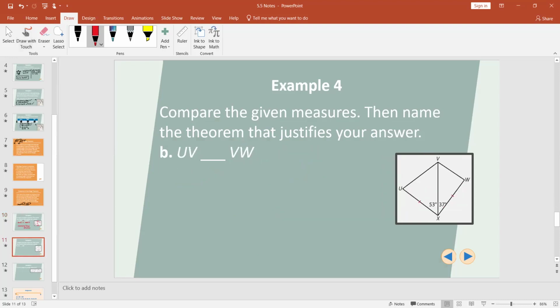This next one, they again have given us congruent sides, and they've given us a reflexive side. So we know that's congruent. So what they gave us is the included angles, which will tell us information about the opposite sides. So because angle UXV is larger than angle WXV, that means that its opposite side, UV, is also greater than the opposite side, VW. This is the hinge theorem.